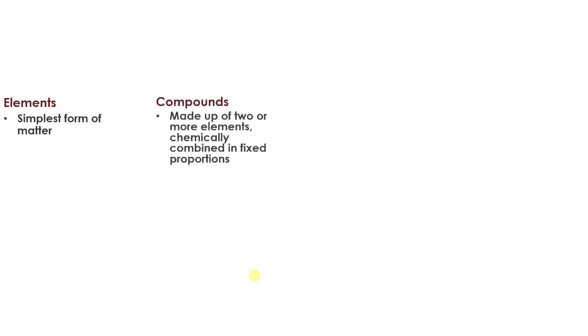So compounds are made up of two or more elements chemically combined in fixed proportions. An example of a compound is sodium chloride. This is your table salt, so it's composed of two elements, sodium and chlorine. Now, elements and compounds are referred to as pure substances. They have definite composition and properties.